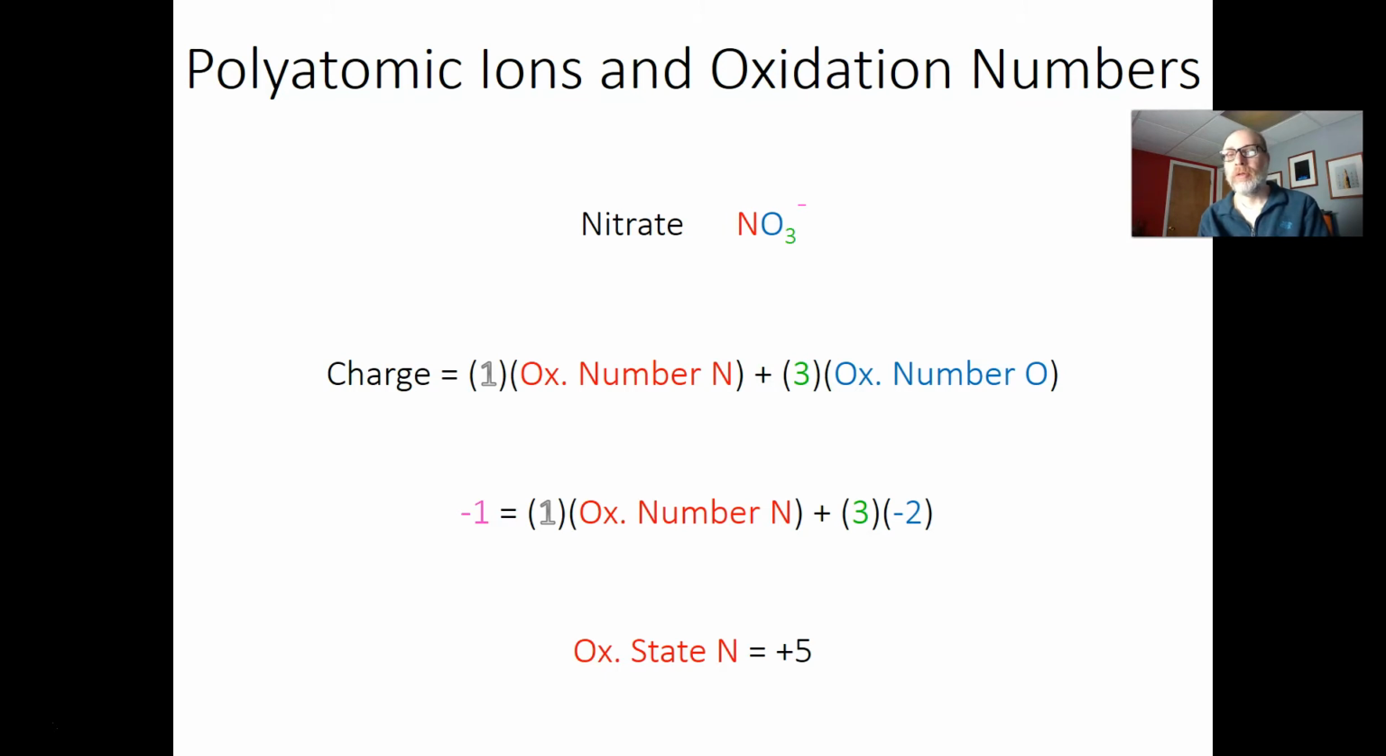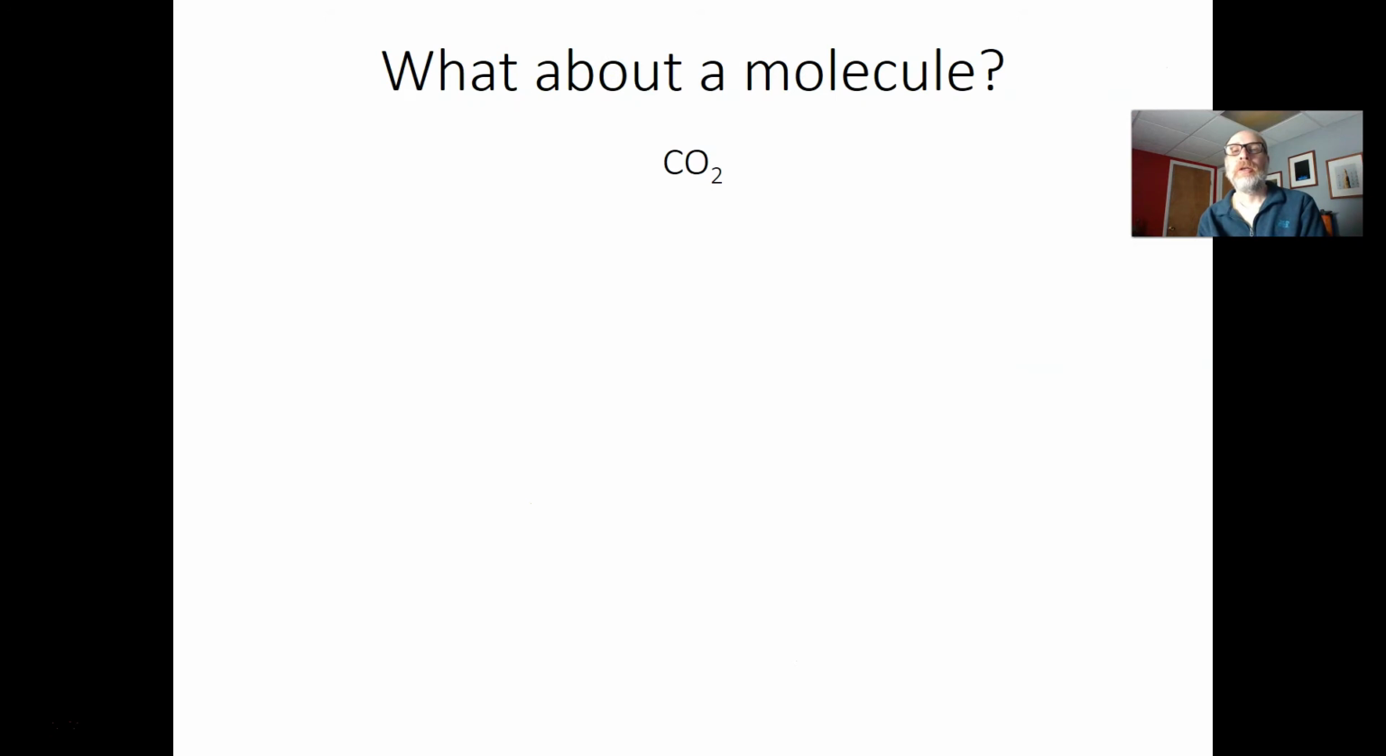That's a key and important thing to remember, that we're determining the oxidation number for each atom in that particular compound or ion. So each oxygen atom in nitrate is a -2. The one nitrogen in nitrate is a +5. Oxidation number, not charge. How about CO2?